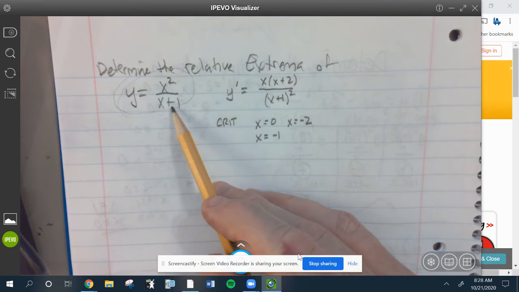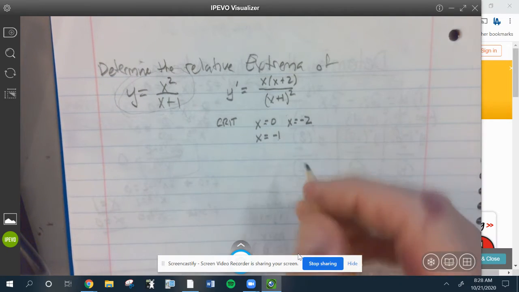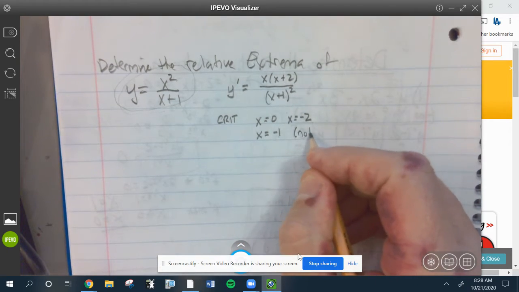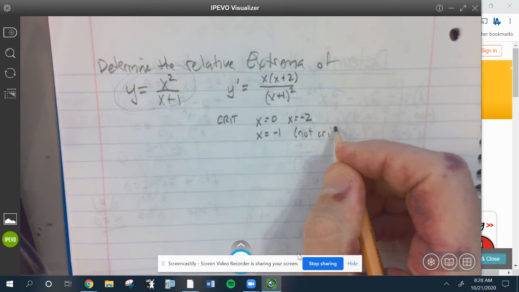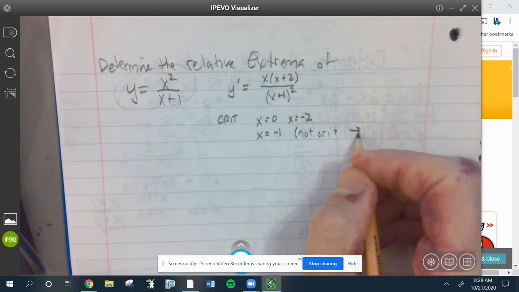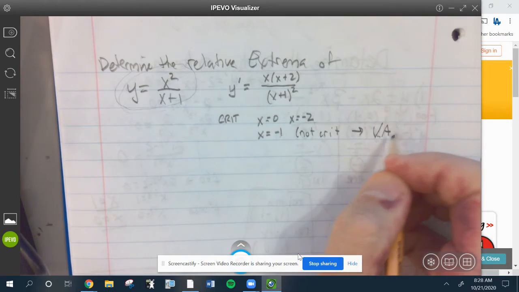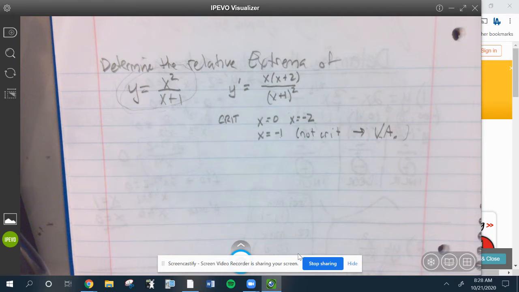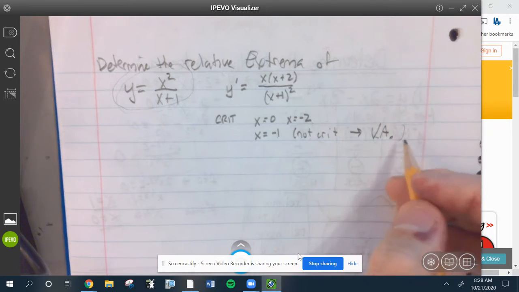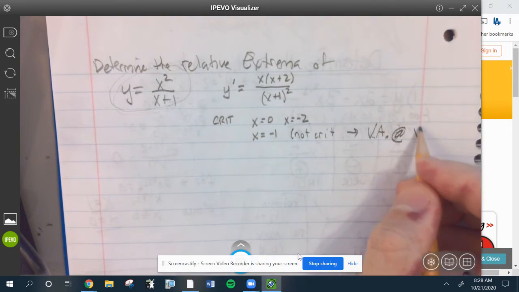It is undefined in the original, so it's not critical, but it's still very important. It's a vertical asymptote. And anything can happen at a vertical asymptote. So it's important to know that, because the function can still go from increasing to decreasing at a vertical asymptote, even though it's not a critical number. So we're going to have to consider it.